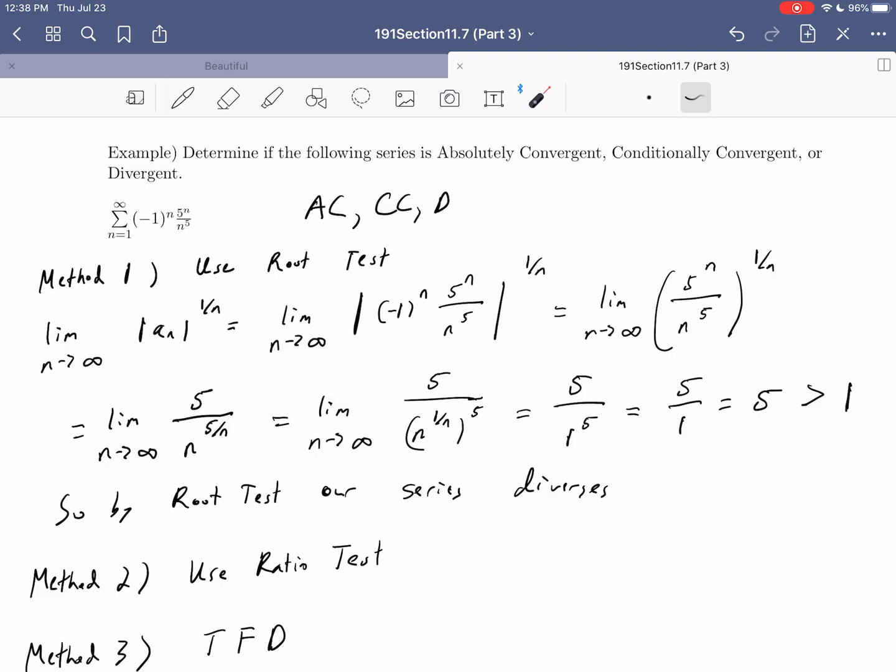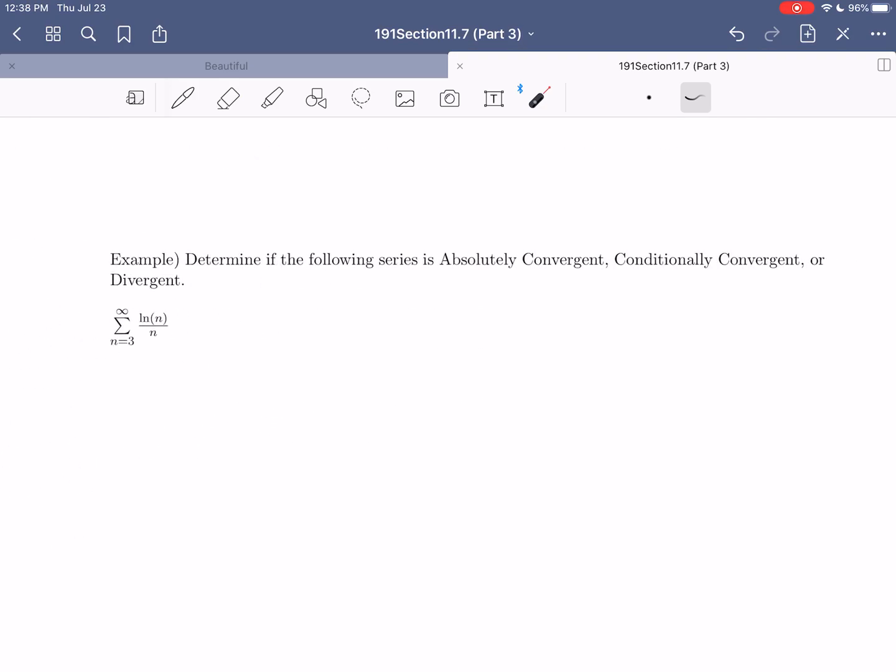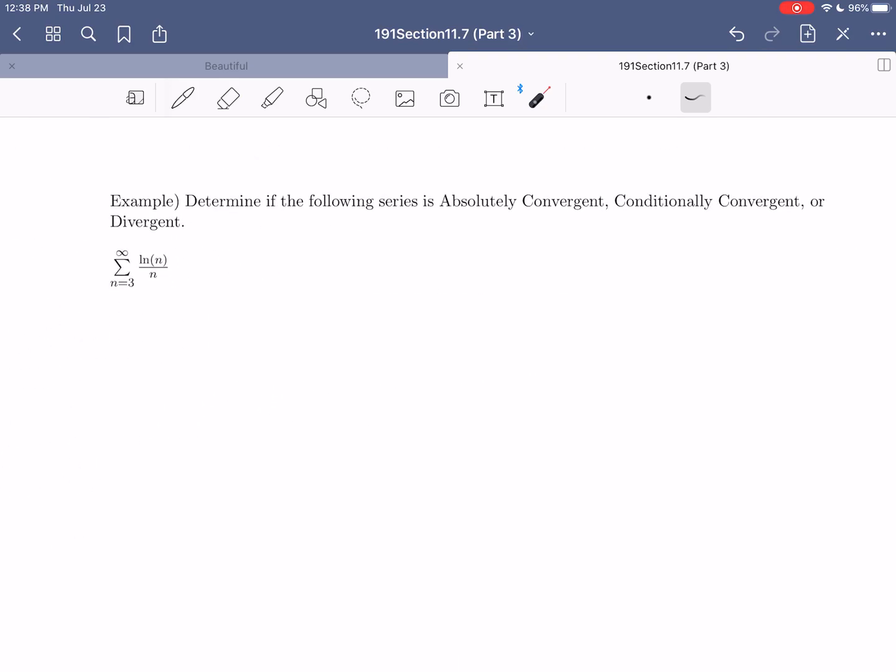Okay, let's go ahead and talk about another one then. So for this one, we want to determine if this series is absolutely convergent, conditionally convergent, or divergent. ln of n over n. Well, immediately notice that in terms of the options here, this cannot be conditionally convergent because this has always positive terms. We said that sometimes when we see an ln of n, that's an indicator for like an integral test.